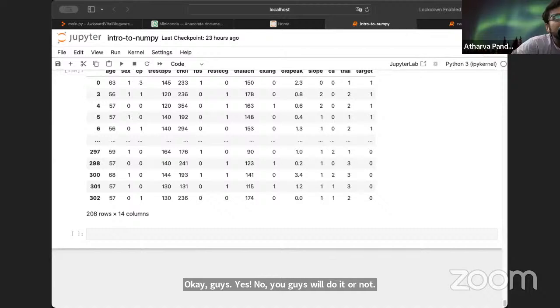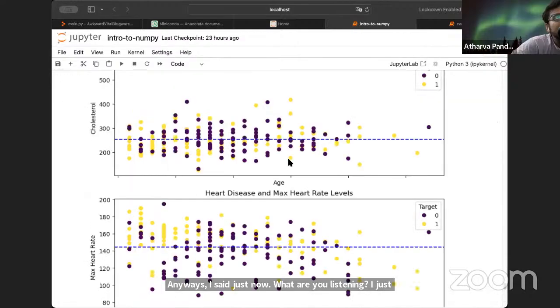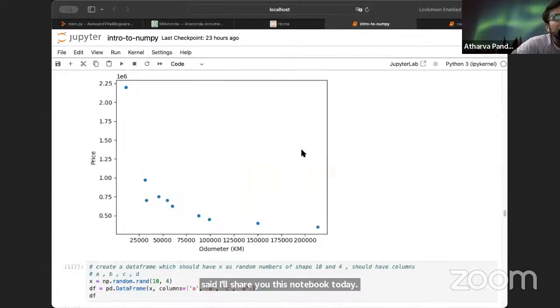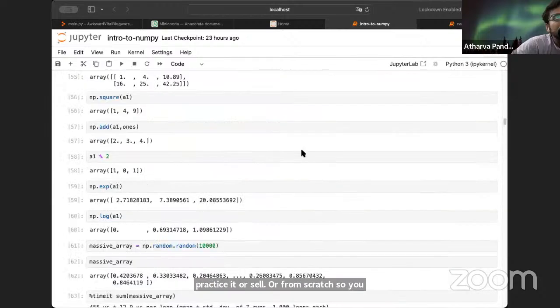The data sets are the same that we used in the last class. I'll share my notebook. Anyways, I said just now, what are you listening? I just said I'll share this notebook with you today, and you will have it, but I want you guys to practice it yourself from scratch so you will understand.